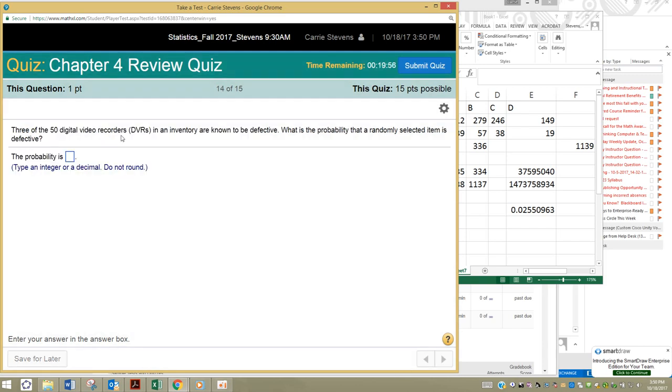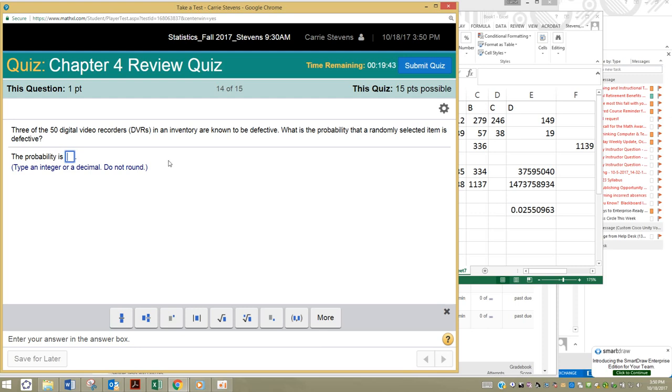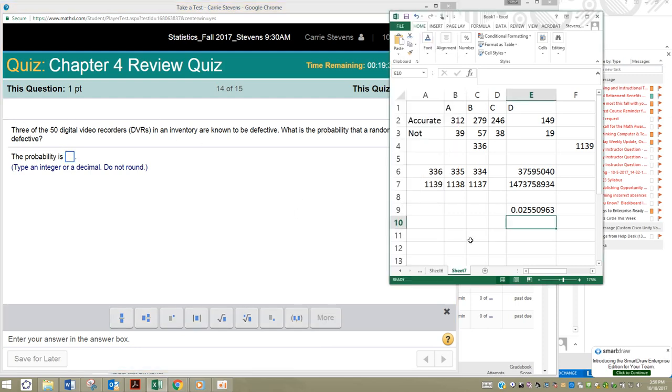3 of the 50 digital video recorders in an inventory are known to be defective. What is the probability that a randomly selected item, so just one, is defective? Well, that would be 3 of 50. Okay, so the answer is just 3 out of 50. Y'all, simple. Don't overcomplicate it.